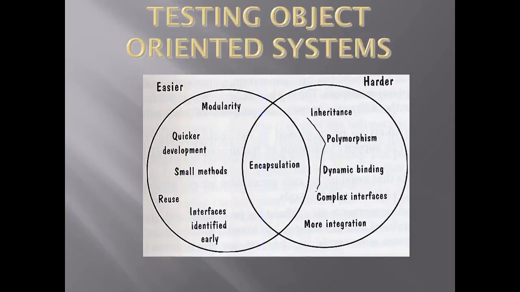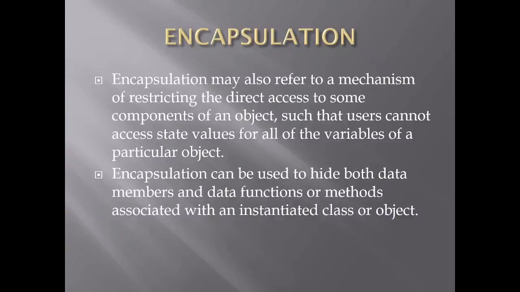So these are the inheritance, polymorphism, dynamic integration. Then it is also famous due to its modularity, quicker development, small methods, reuse and interfaces and so on, and encapsulation. So first we understand what is the encapsulation feature of object oriented system. Encapsulation is nothing but hiding the information from the outside world. Whoever needs that information, only that method or only that function can access it.